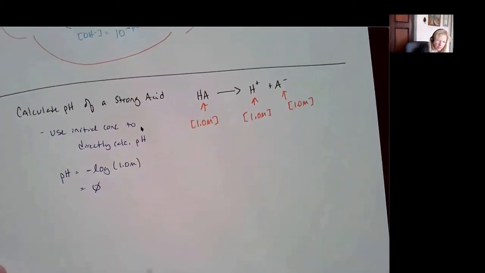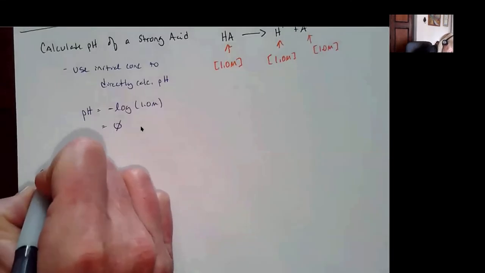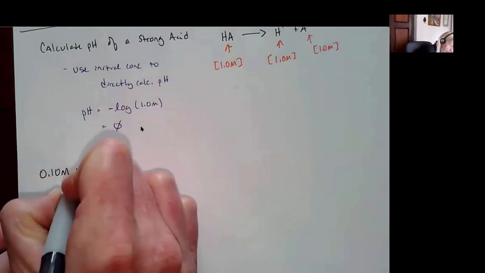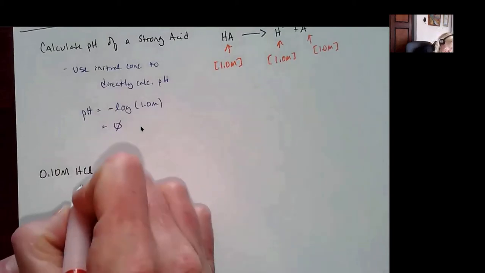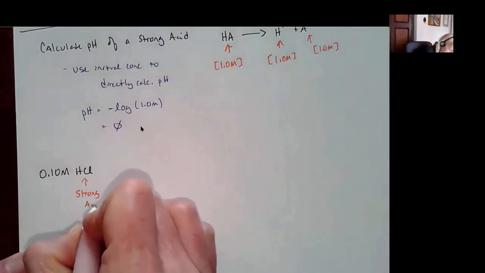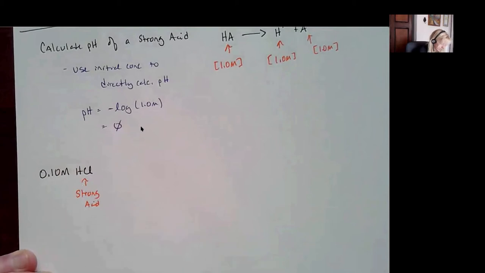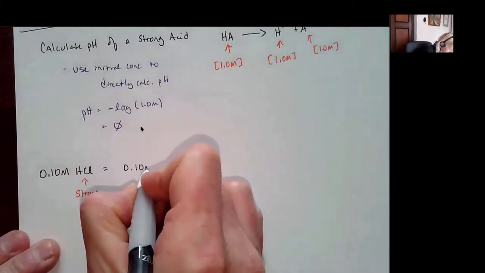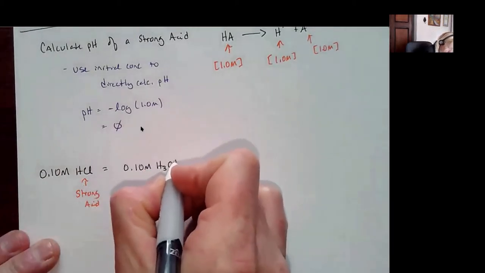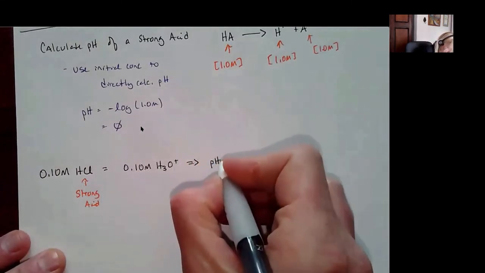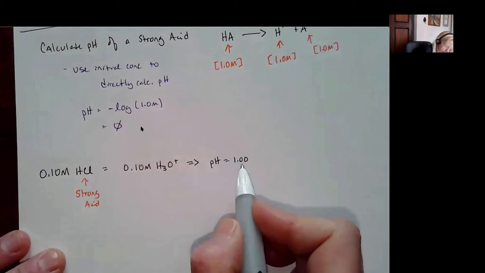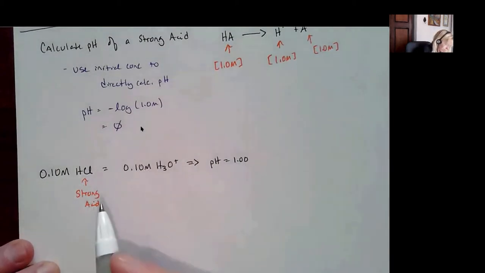Let's say I have a scenario where I have 0.10 molar of HCl. Now, this is where remembering that this is a strong acid is going to come in handy because you're not going to have to do any crazy stuff. I also have 0.10 molar of hydronium ion because it's going to completely disassociate, and that's going to give me a pH equal to 1. I'm going to go out 2 decimal places because I have 2 significant figures here.